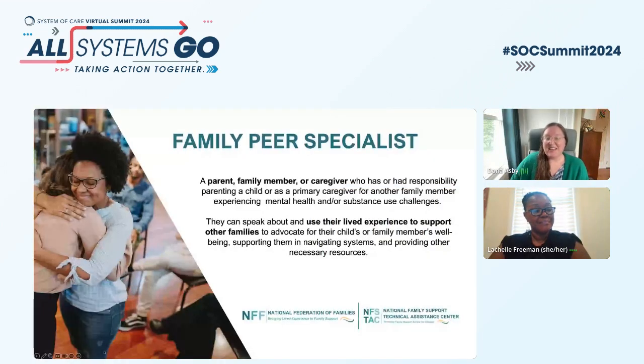So we at the National Federation of Families have a definition for family peer specialists. One of the important things that we do as a national organization is we developed the first family peer specialist certification program. A lot of states have their own program, but many of them were based off of the National Federation's program, and we work directly with several states to implement the certification for them.